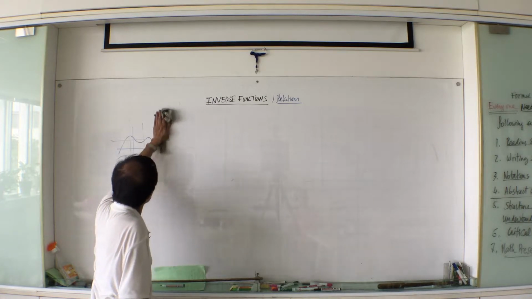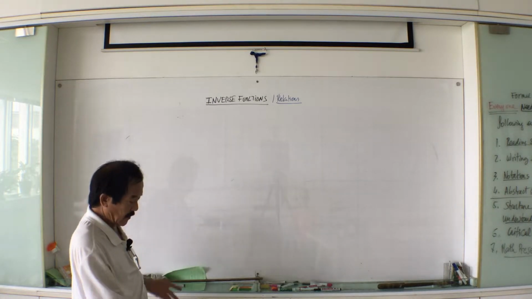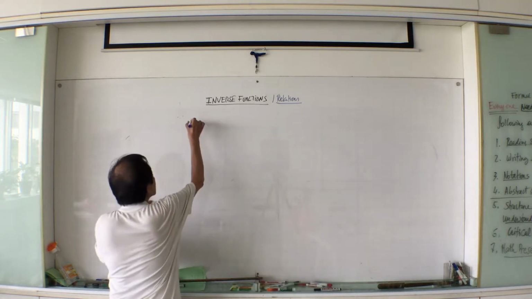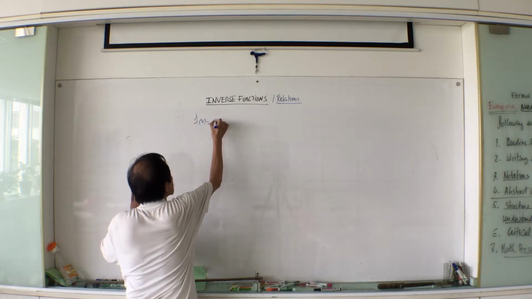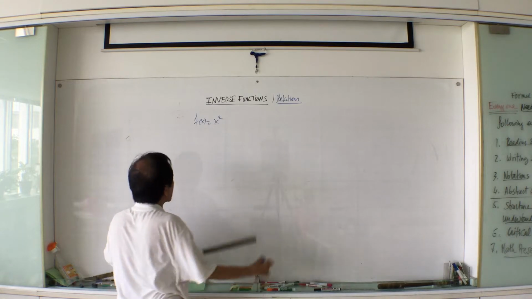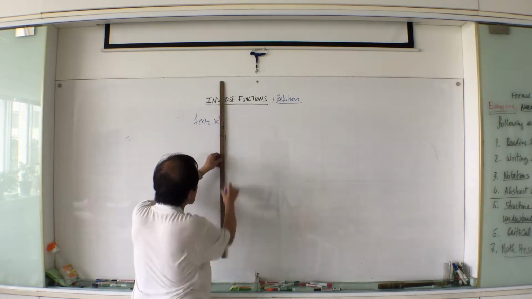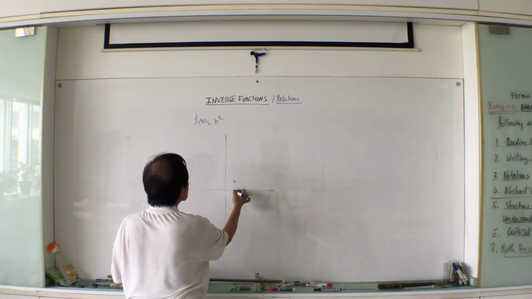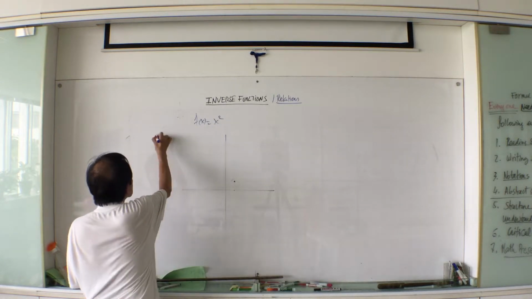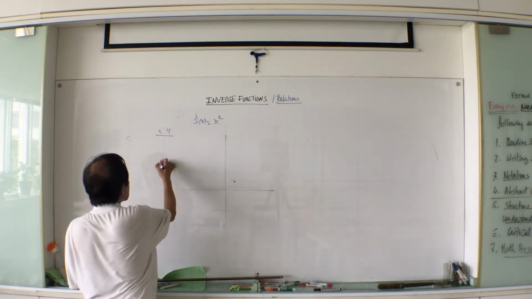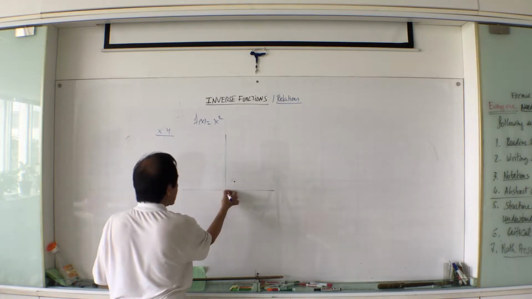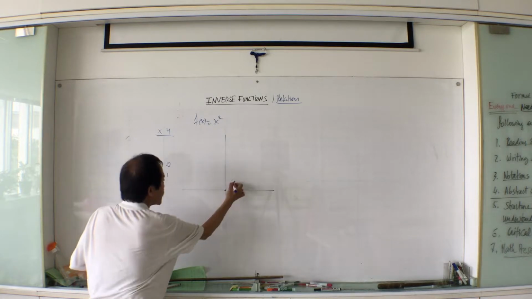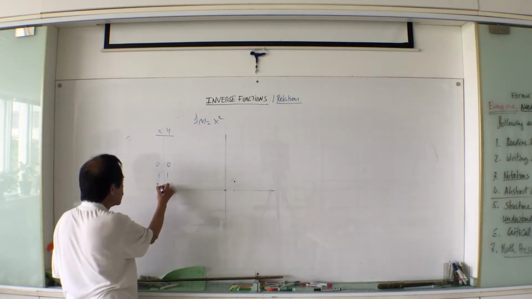So how does it affect the inverse? Take a look at the first example here. I have f of x equals x squared. You see the points on the graph of x squared, you know it well. You put in a whole lot of points, right? So you have x and y. x equals 0, y equals 0, so I have this point here. x equals 1, y equals 1, so I got this point here. x equals 2, y equals 4.